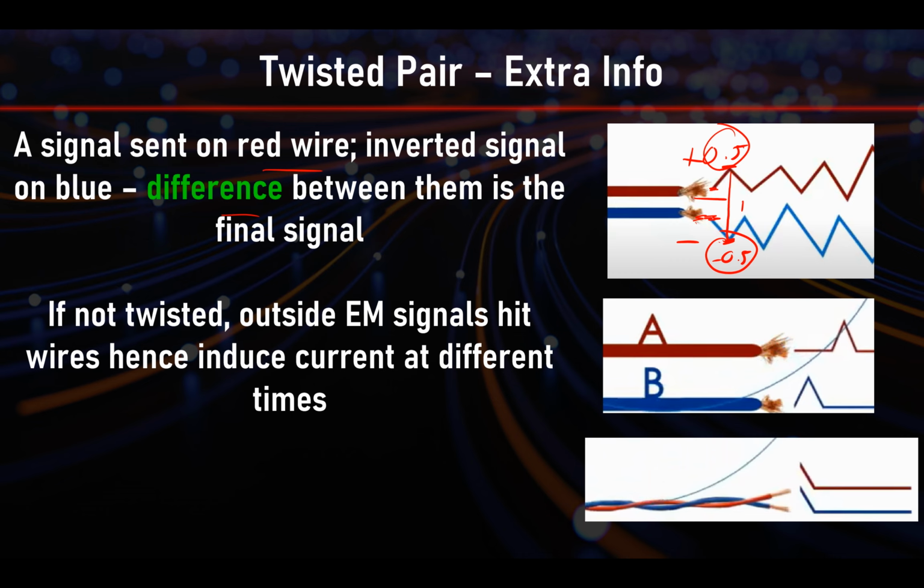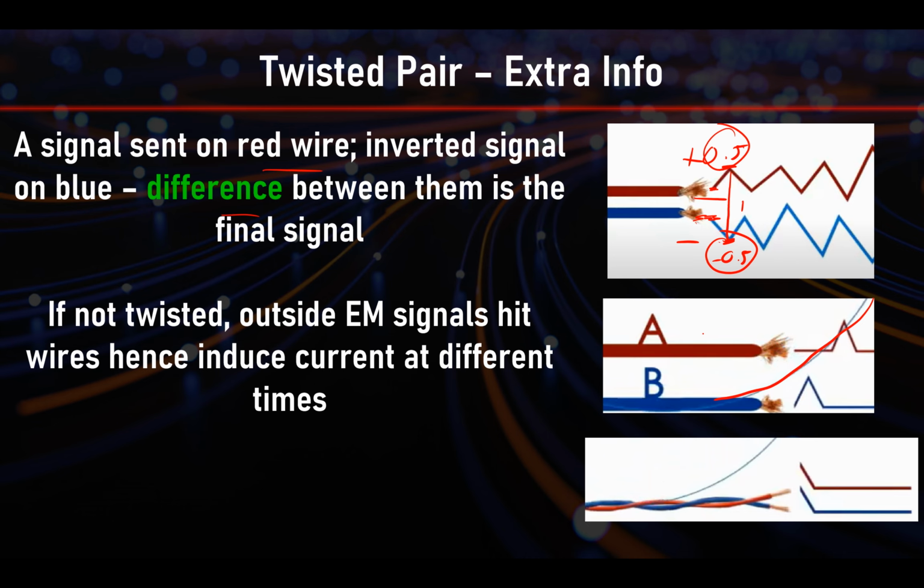Right, so if they were not twisted, then outside electromagnetic interference, or signals, would hit the wires at different times, and so would induce current at different times. So we would have something like this, where, if you see here, this is our curved electromagnetic wave.